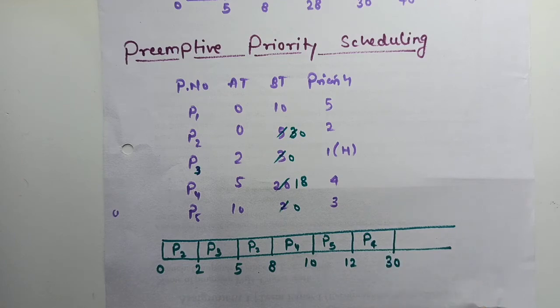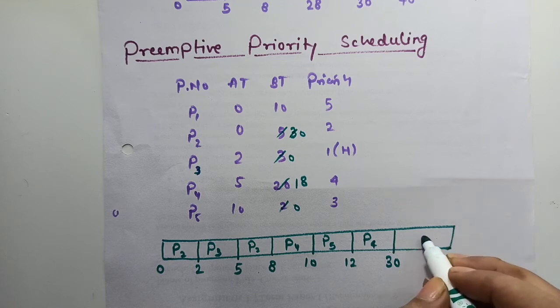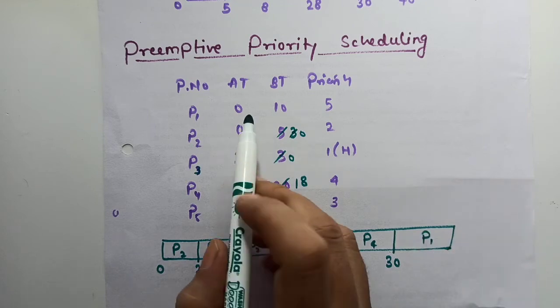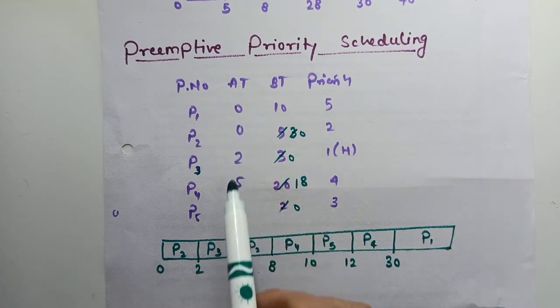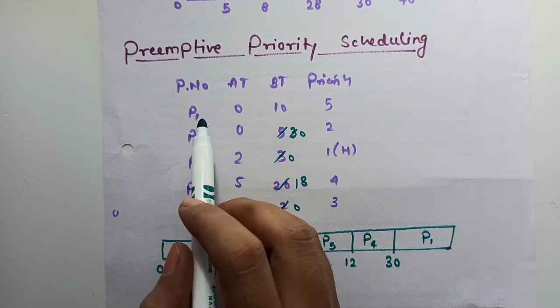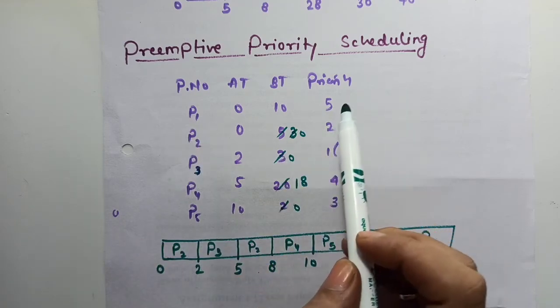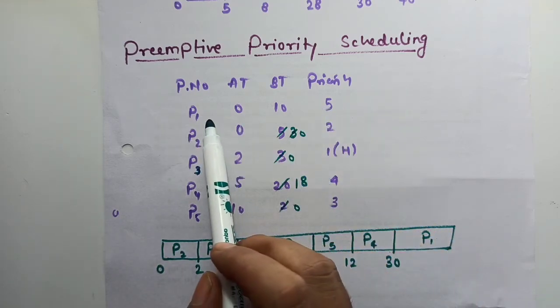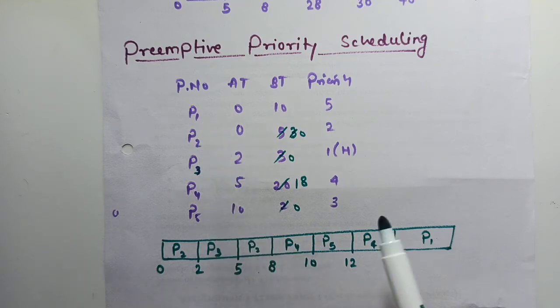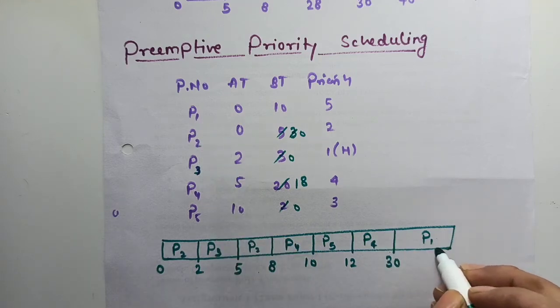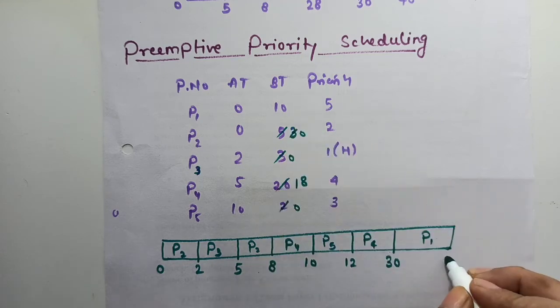Then the last process, which is process P1, which came earlier at time 0 but has not been scheduled yet. This is the problem with priority scheduling that we have discussed. The process with lower priority will be starving for the CPU. Can you see that? Process P1 requires 10 units, so 30 plus 10 is 40 units.